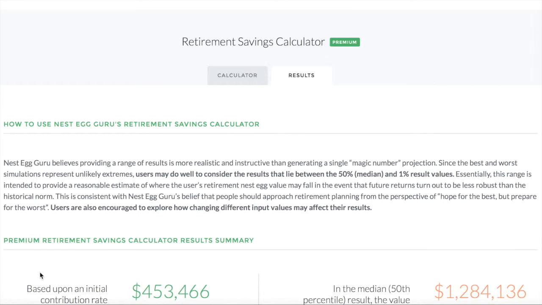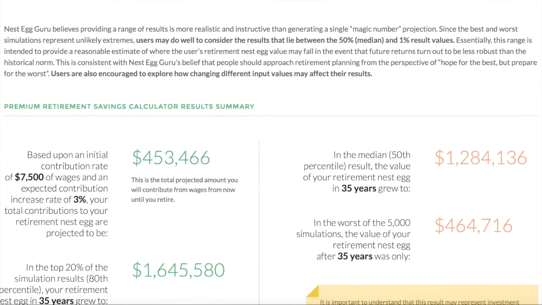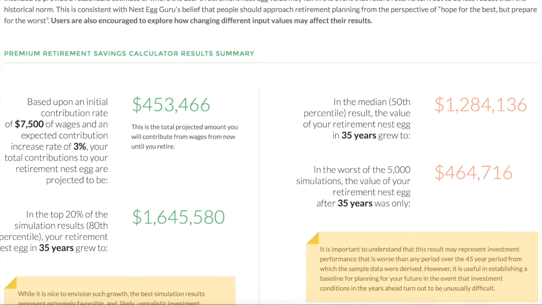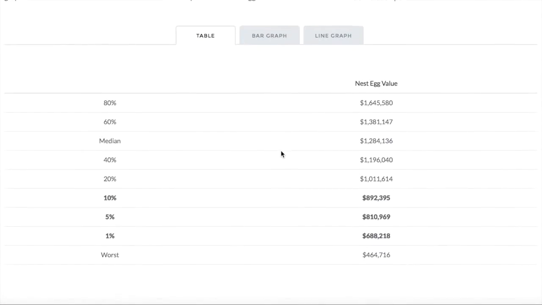Let's take a look at the results. In our example, between now and retirement, your total contributions to the plan, including the employer match, would be a little over $453,000. The mean return from the 5,000 simulations is approximately $1,284,000. The full range of simulations are presented in the following table.